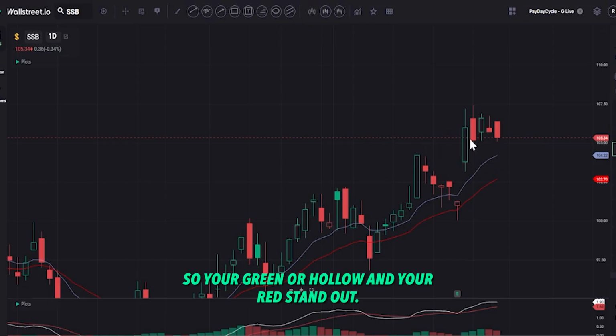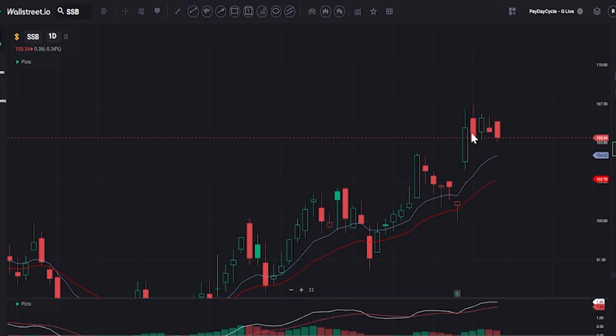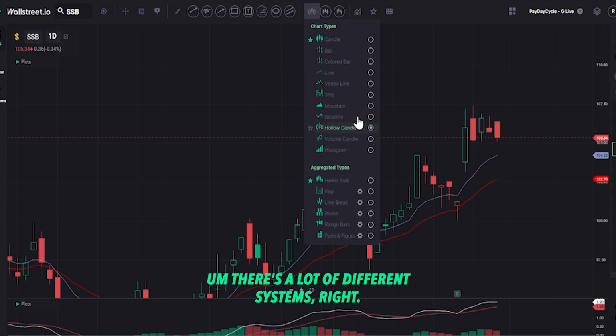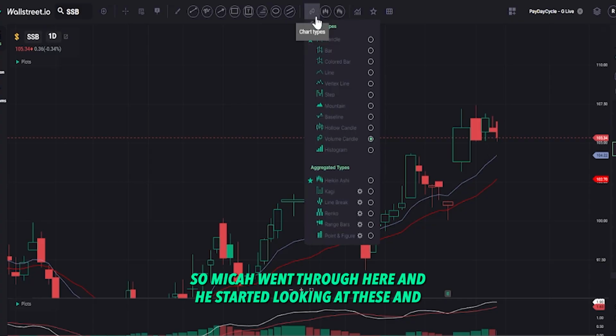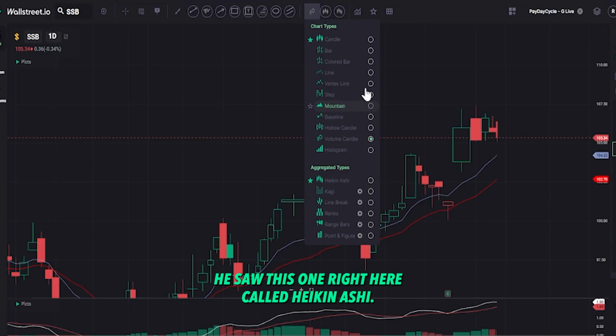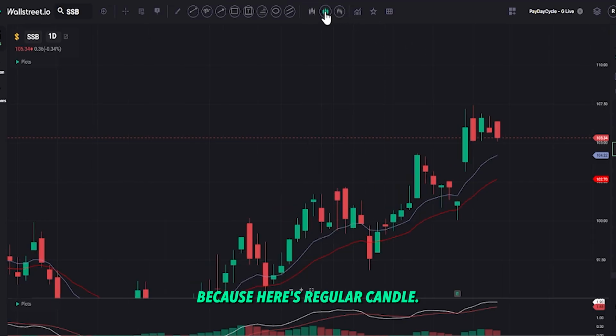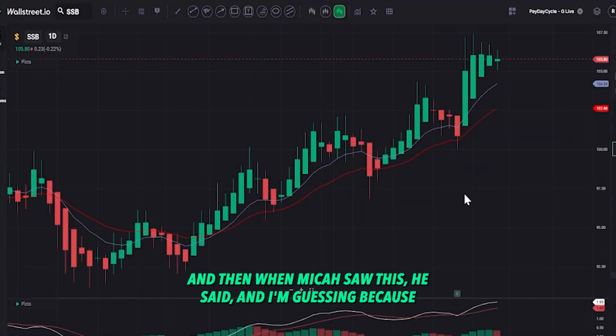So your green are hollow and your red stand out. There's a lot of different systems. Then you have volume candles. The fatter the candle, the more volume. There's a lot of them. So Micah went through here and started looking at these and he saw this one right here called Heikin Ashi. You should have a star next to Heikin Ashi and one next to candle. Why? Because here's regular candle. Here's Heikin Ashi.